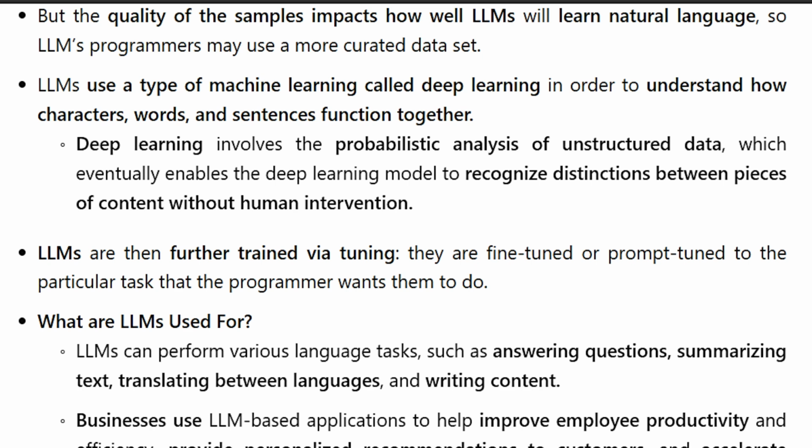LLMs use a type of machine learning called deep learning in order to understand how characters, words, and sentences function together. Deep learning involves the probabilistic analysis of unstructured data, which eventually enables the deep learning model to recognize distinctions between pieces of content without human intervention. LLMs are then further trained via tuning. They are fine-tuned or prompt-tuned to the particular task that the programmer wants them to do.